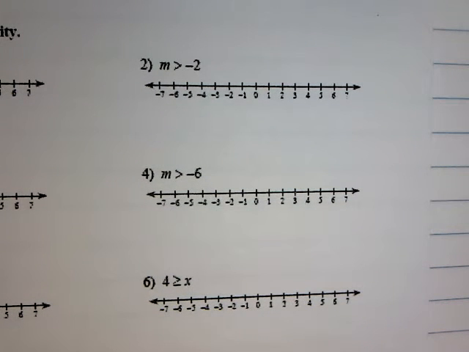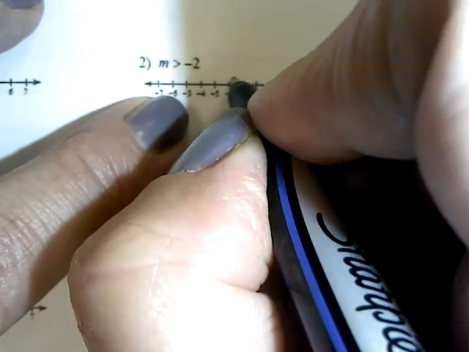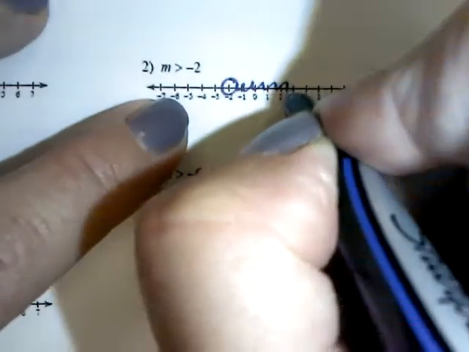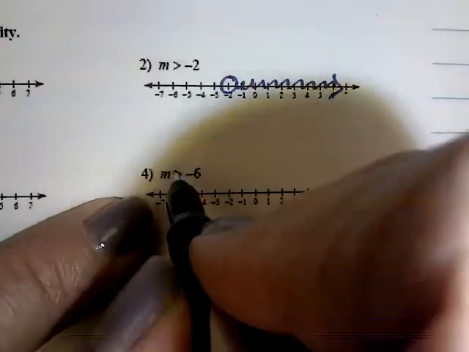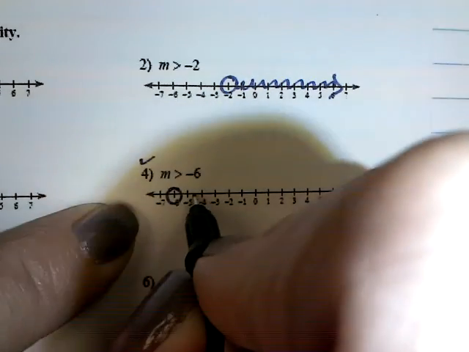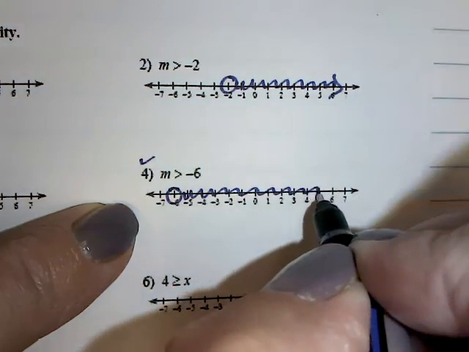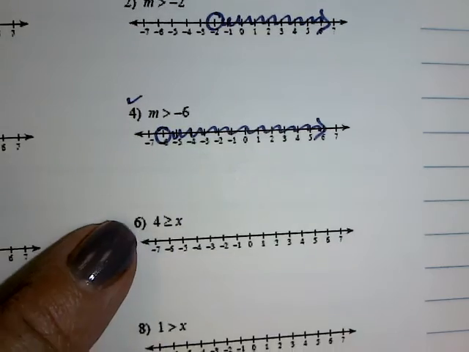Alright, you should have had a few moments to go ahead and go over that. So let's go ahead and graph these. M is greater than -2. So here's my -2. Open circle. M is greater than. Okay. The next one, the M's on the right side. Yay. -6. Open circle. M is greater than. Question number 6. Flip it.